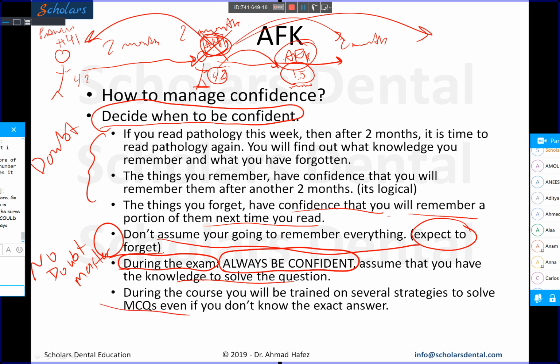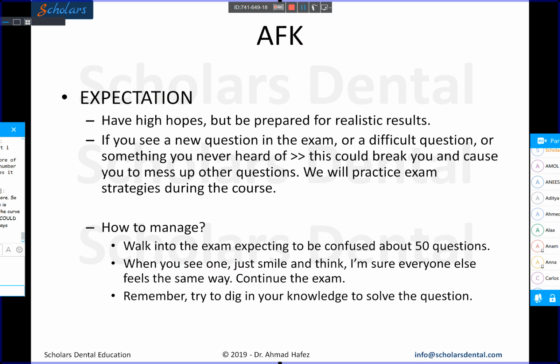And during the course, we'll teach you some strategies on how to answer questions, even if you don't know the exact answer. And the last one is expectation. Okay? So expectation. Have high hopes. It's good to have high hopes, but also be prepared for realistic results.